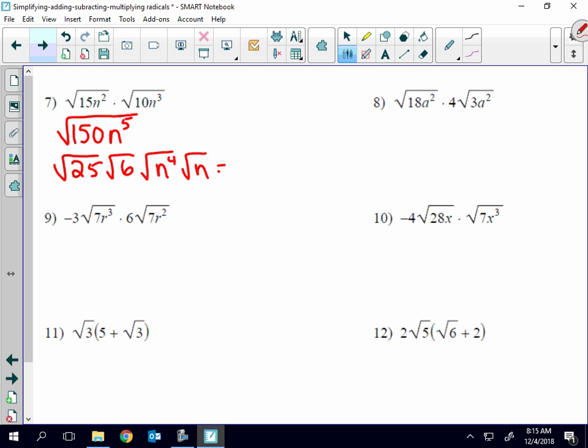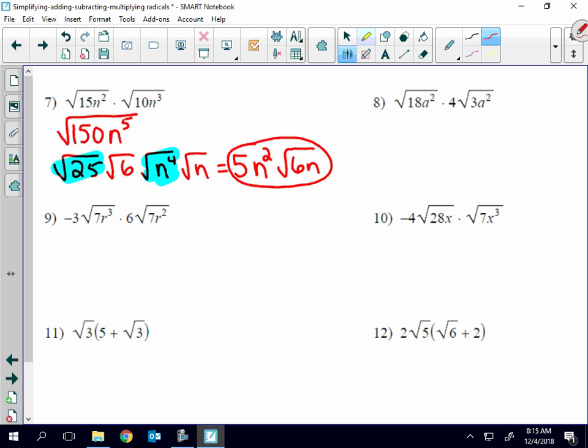Okay, so now let's pull out everything. Here I'll highlight for you, the square root of 25 I'm doing, and I'm doing the square root of n to the fourth. Okay, so the square root of 25 is 5, the square root of n to the fourth is n squared, and then the other things stay under the radical, just keep them under one radical sign. So we have a 6 and an n underneath the radical sign.